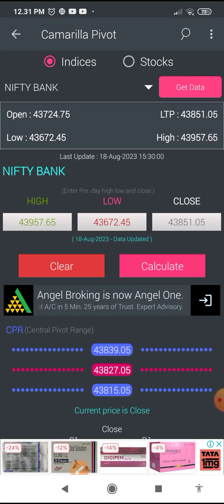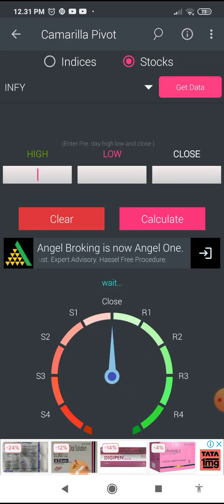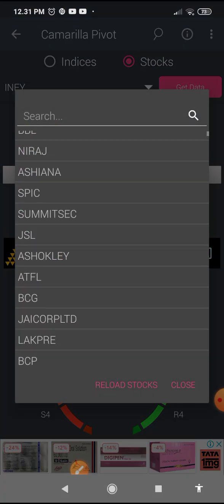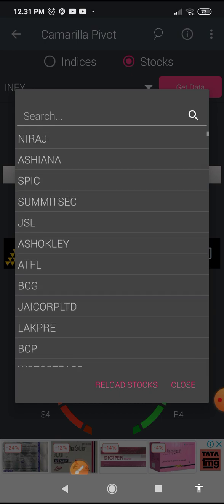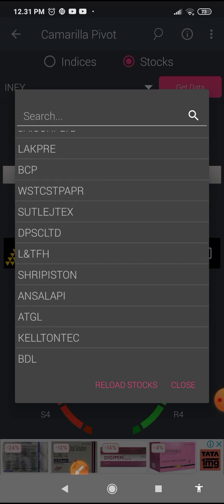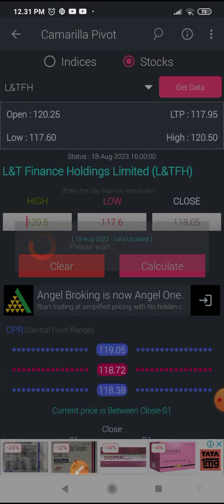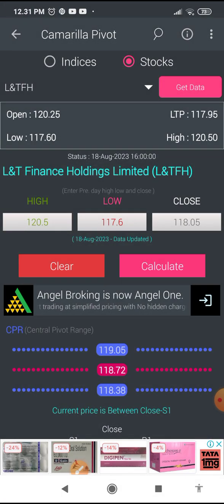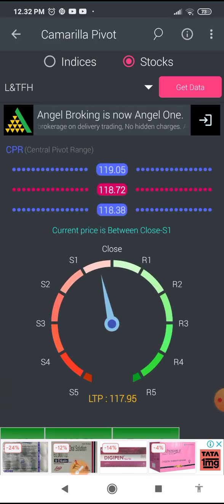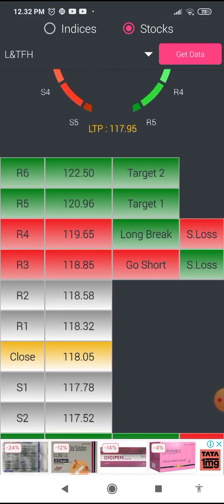So you can get the Camarilla levels for stocks also. When I press on stocks, see it's showing in the feed. I can get any stock which you want. You can type in, suppose you want it for L&TFH, you tap on that and get data. You will get the high-low close of that particular stock. Okay, you will get the Camarilla levels and the CPR levels for that stock. Right. So this is how you will get the Camarilla levels.